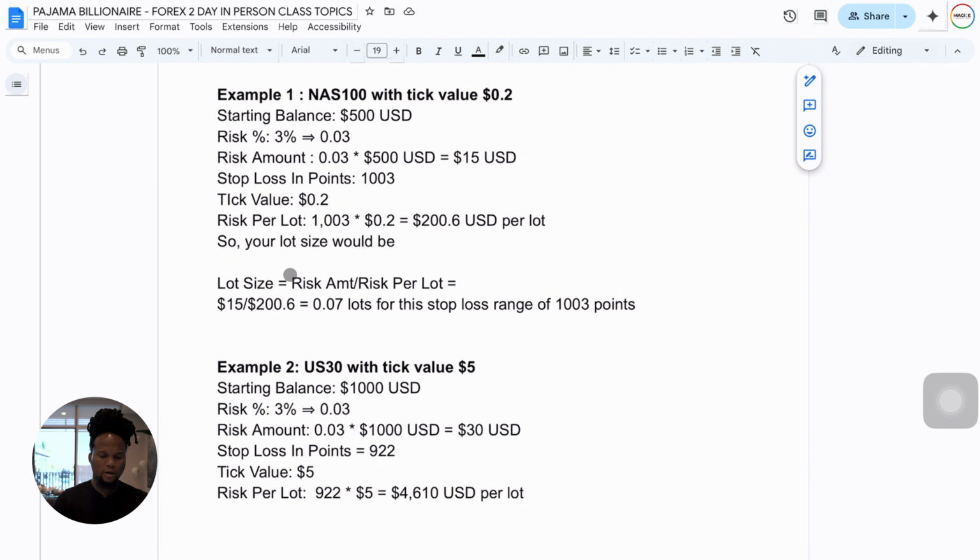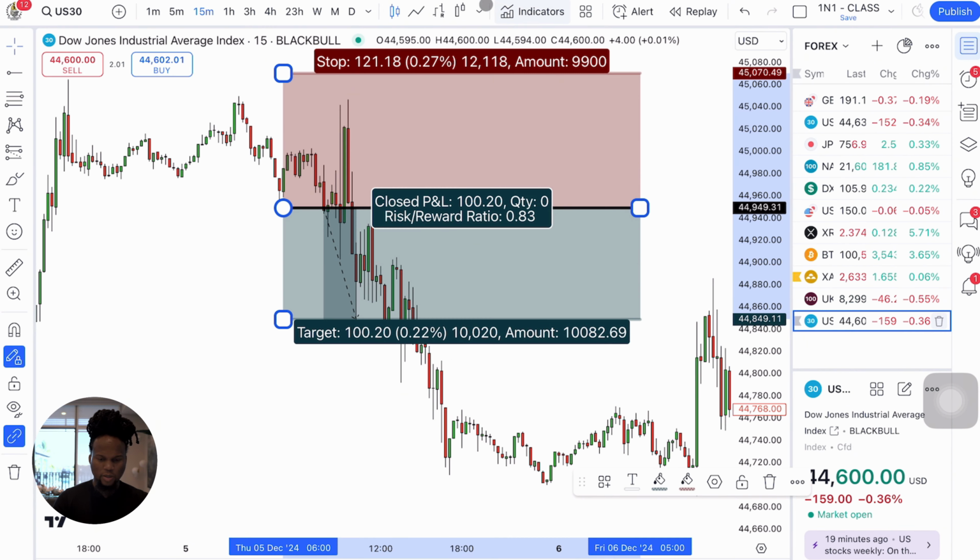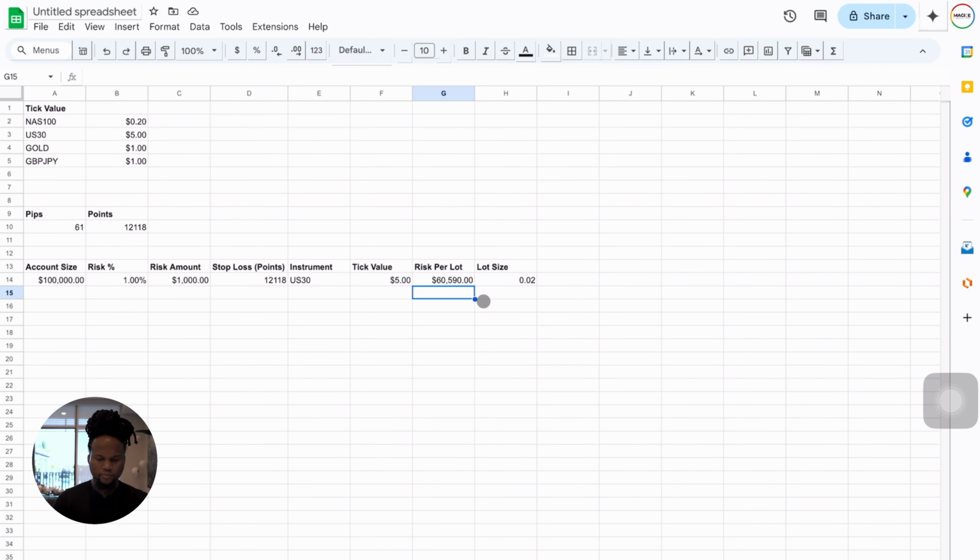times whatever, right? And then your lot size would be whatever, right? So the lot size is equal to the risk amount divided by risk per lot, which is $15 divided by 200, which is 0.07, right? That's what your lot size is supposed to be. So let me go to this and show you something also, right?